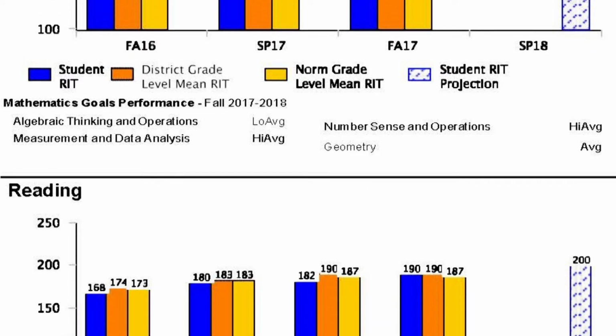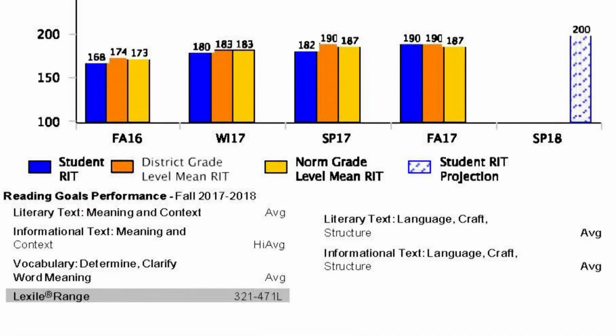For the reading test, one additional piece of information appears with the goal performance. This is the Lexile range. This is a point of information that can be used with online resources to identify appropriately challenging books, periodicals, and other reading material for each student.